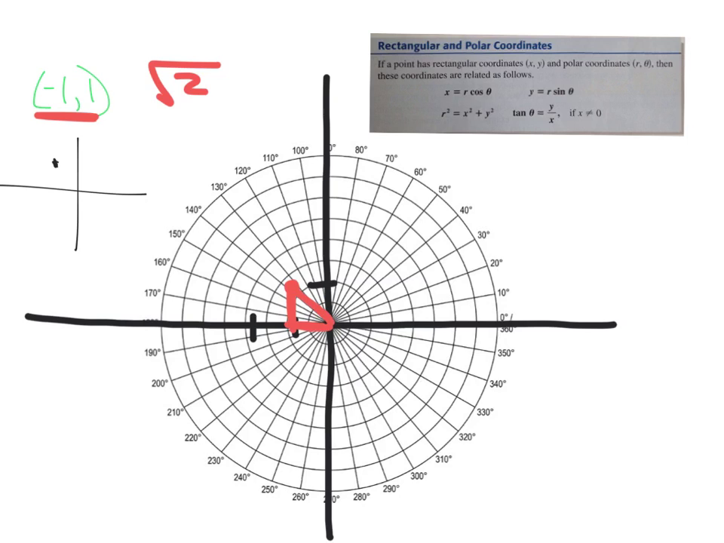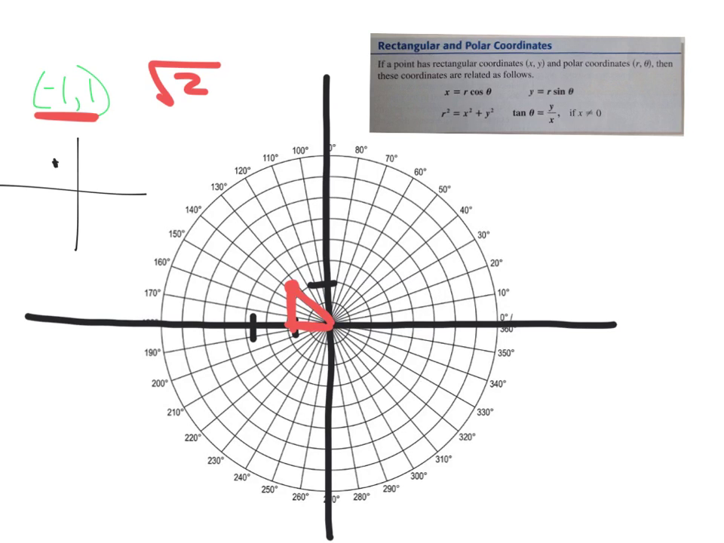The other one is the possibility of going around this way, and giving my r would then be the same, but my angle would be a negative, whatever this angle is from here around to here. Okay, so that's a possibility. So anyway, there are other options, other possibilities there.